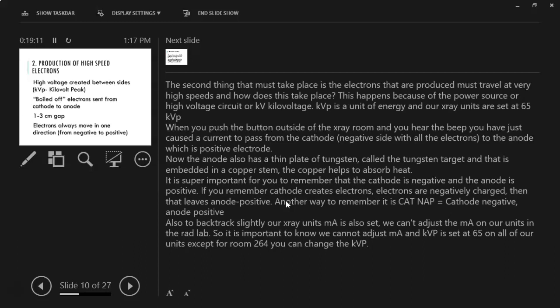Okay, so a couple things for you to remember. Some, what do they call these? Anagrams, or mnemonics. One of them is catnap. Cat for cathode, which is negative. A for anode, which is positive.